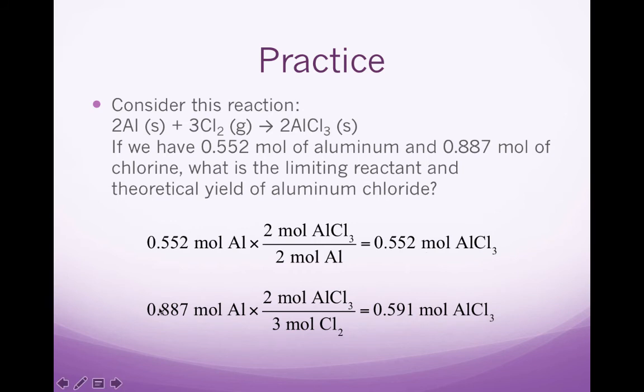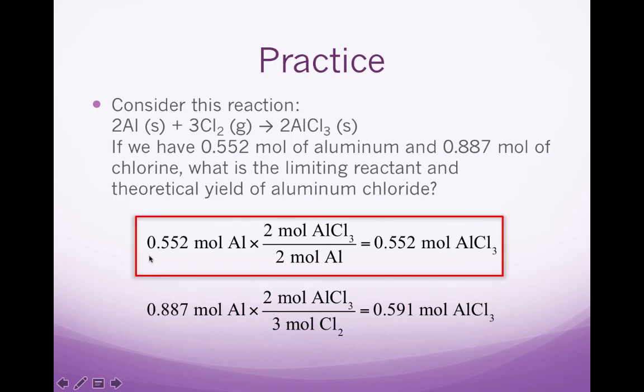Then I look at the other, this should say chlorine, not aluminum. If I have 0.887 moles of chlorine, how many moles of aluminum chloride will I make? Okay, well, I multiply that by the molar ratio of aluminum chloride to chlorine gas. Again, I get that from the chemical reaction. I know that for every 3 moles of chlorine gas, I'll make 2 moles of aluminum chloride. So if I have 0.887 moles of chlorine, I'll make 0.591 moles of aluminum chloride.